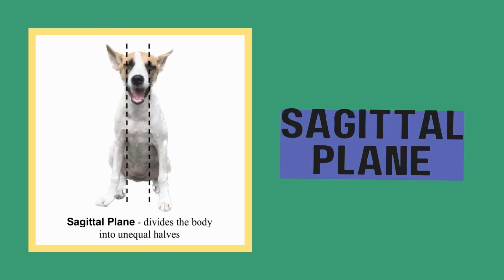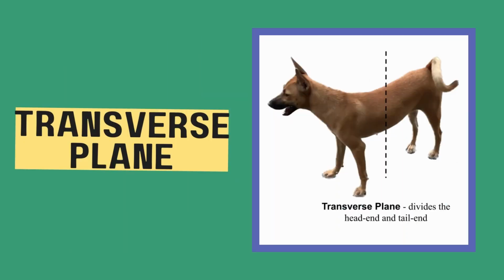Sagittal plane. Sagittal plane on the other hand is the plane that divides the body into unequal right and left parts. Transverse plane. Third is the transverse plane. It is the plane that divides the body into cranial and caudal parts. It is also called the horizontal plane or cross-sectional plane.